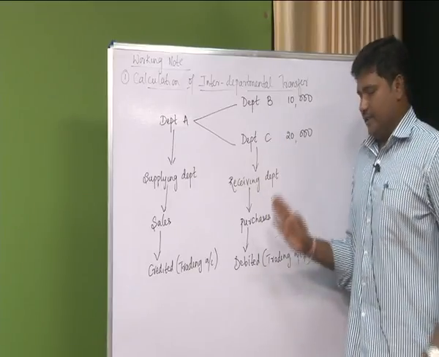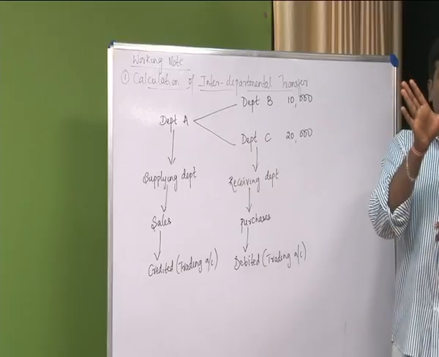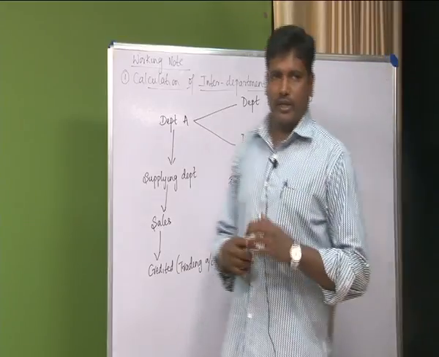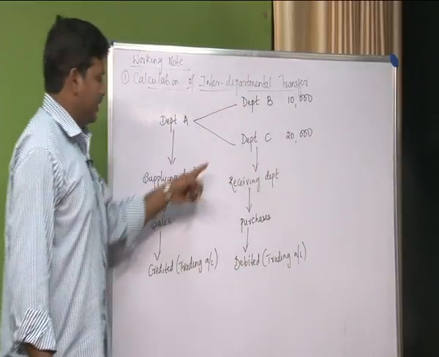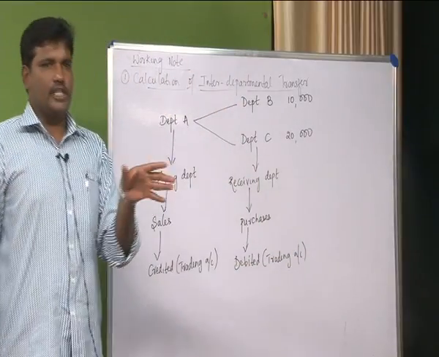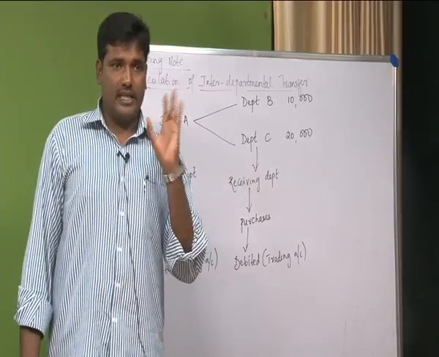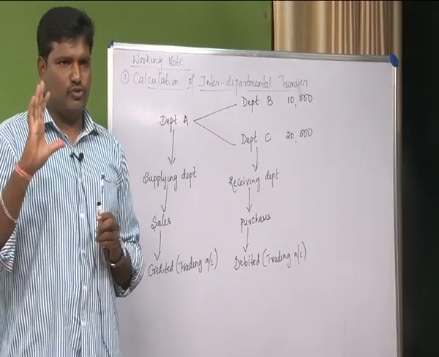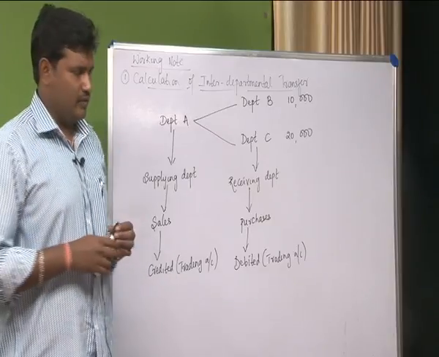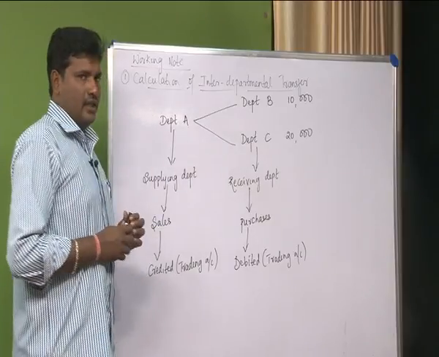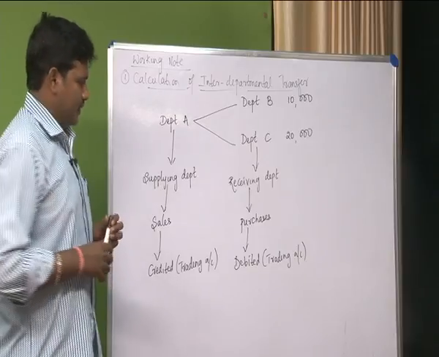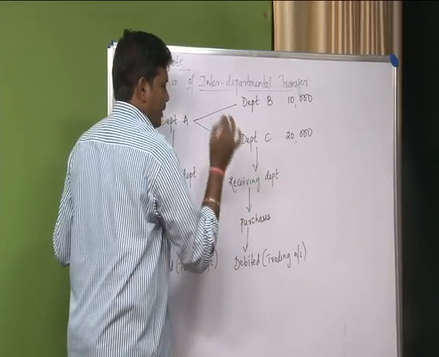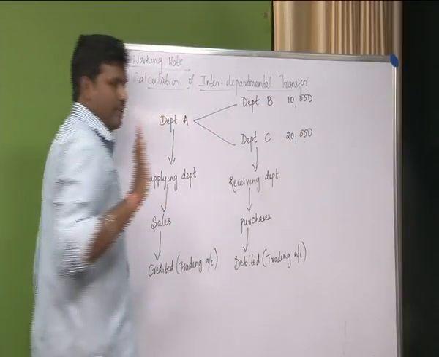Under the debit side, if you remember, the trading account starts with opening stock, then purchases. After purchases we will write interdepartmental transfer, or internal transfer. Whenever we write internal transfer, we should take 10,000 rupees for department B and 20,000 rupees for department C.